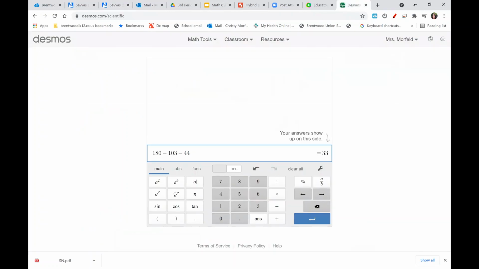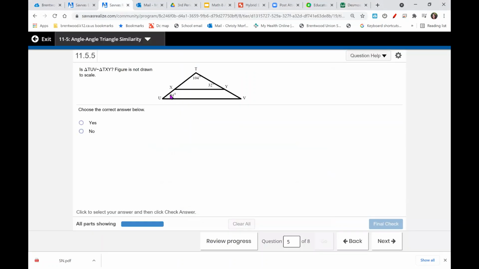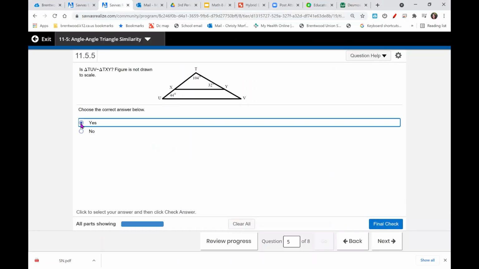So 104, 32. See, if you keep it, you don't have to type so much. I've got my stuff in the way. Okay, look, it's 44. That's what we're looking for. It matches what's in the bottom there. So my answer is yes.